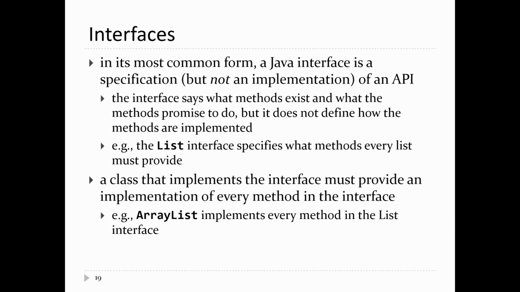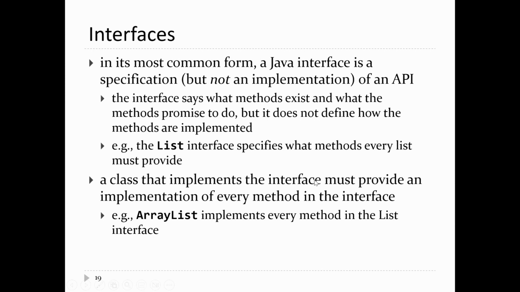For example, if you look at the list interface, it says that every list has to provide a get method. It says every list has to provide a size method. It says a list can provide an add method, but it's optional, and a bunch of other stuff. So an interface is just a list of methods that the interface says must exist. Similarly for set, the set interface is just a bunch of methods that specifies what every set must provide. So there's an add, a get, contains.